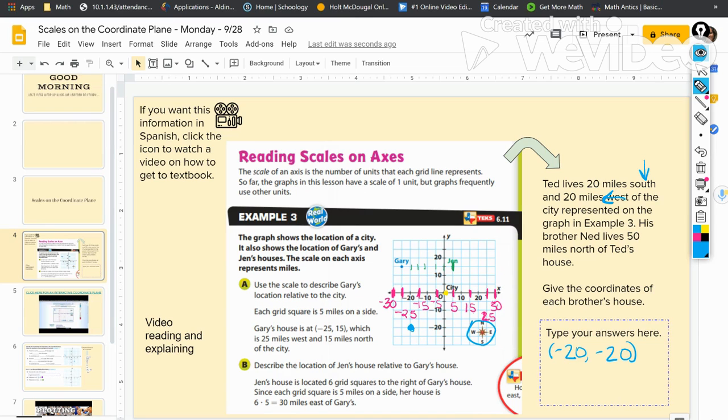Okay, now it's your turn. His brother Ned lives 50 miles north. Remember, each grid line represents 5 miles. So you're going to count each grid line until you get to 50, or however many miles that is, however far you have to go up, and you're going to write the new coordinate, or the new ordered pair. You're going to type it into the answer box there.